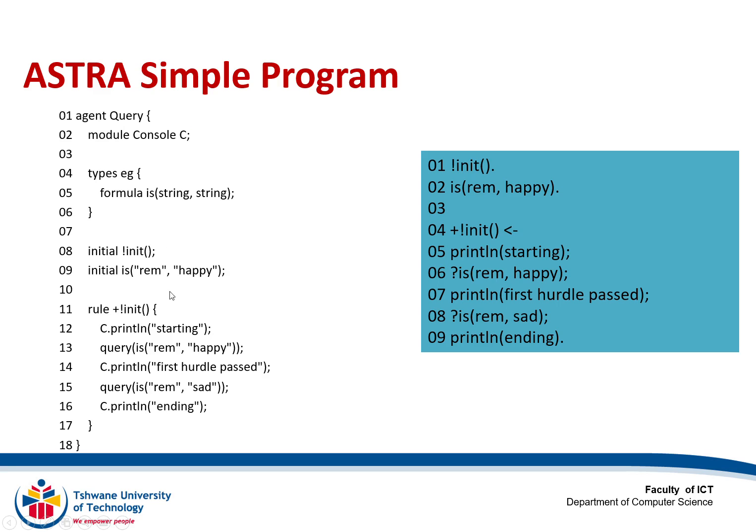Now, when you get to the main function, you then start printing to the console starting, and then you check. It's a query. Is RAM happy? If RAM is happy, you want to say first hello past, and then you do another query. Is RAM sad? If RAM is sad, you then print ending, and that's as simple as that. That should be quite simple, right?